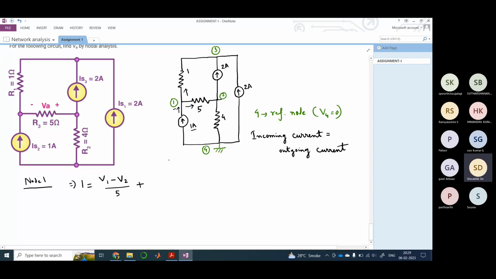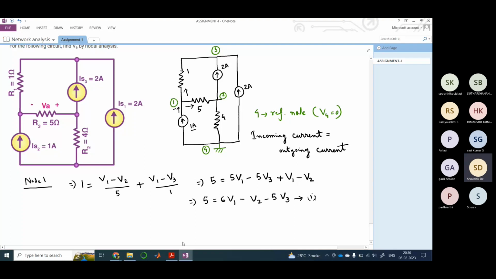and also the current that is flowing through this path, that is between node 1 and node 3. So this would be nothing but V1 minus V3 by 1, sorry, 1 ohm. So you can obviously solve this. If I take the LCM and take the 5 on the other side, this would be equal to 5V1 minus 5V3 plus V1 minus V2, right? And at the end, I will be getting 5 equals 6V1 minus V2 minus 5V3. So this is my first equation.